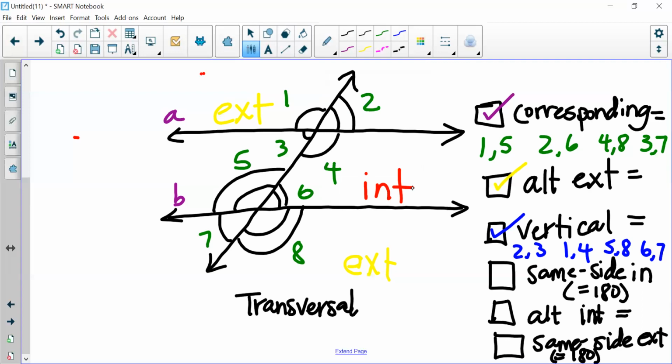Okay. So we're talking about alternate exterior. Y'all know what exterior means, but what does alternating mean? Opposite. Good, opposite sides of the transversal, okay? So look, looking at your diagram, what angle is alternate exterior to angle 1? 4.